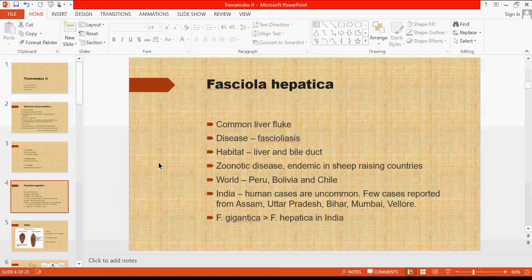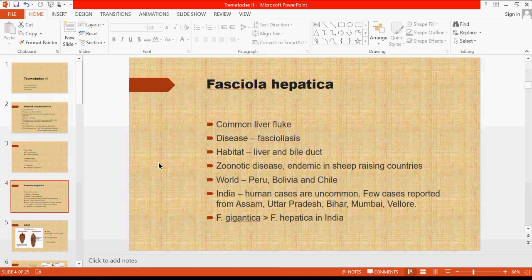So first, Fasciola hepatica. Fasciola hepatica is a common liver fluke. I already told you, this is a liver fluke. That means its habitat is the liver and the bile tract. The disease caused by Fasciola hepatica is known as fasciolosis. It is a zoonotic type of disease, endemic mainly in sheep raising countries of the world, like Peru, Bolivia, and Chile. They are mainly sheep raising countries, so these countries mainly have infections with such parasites.